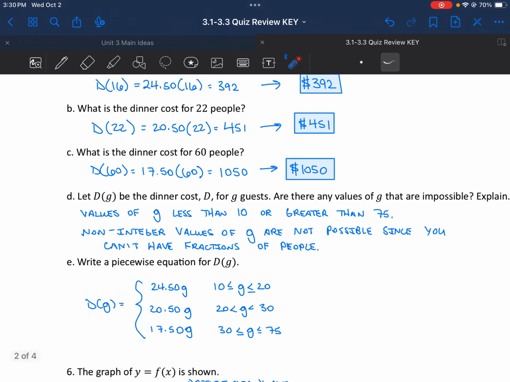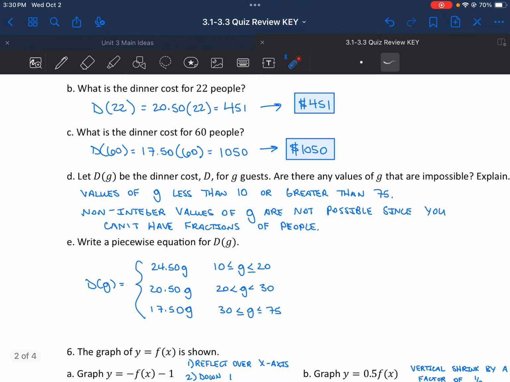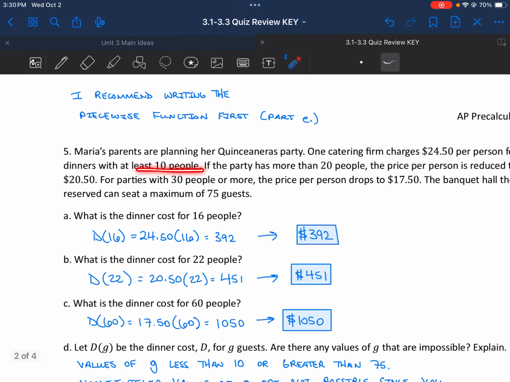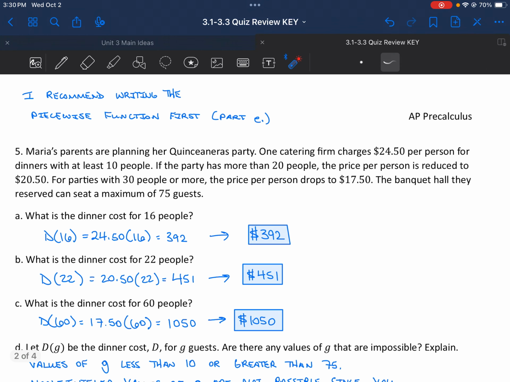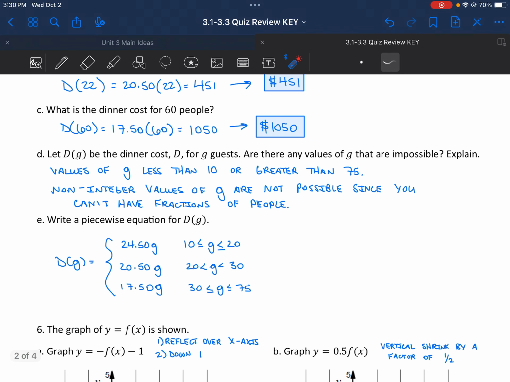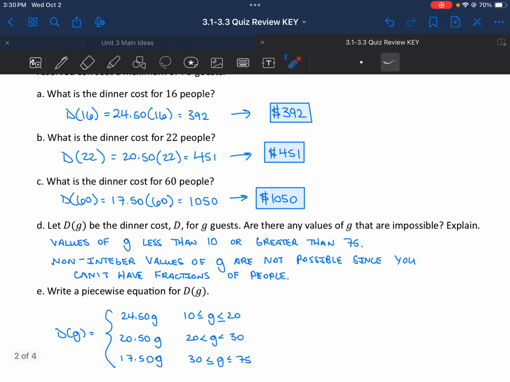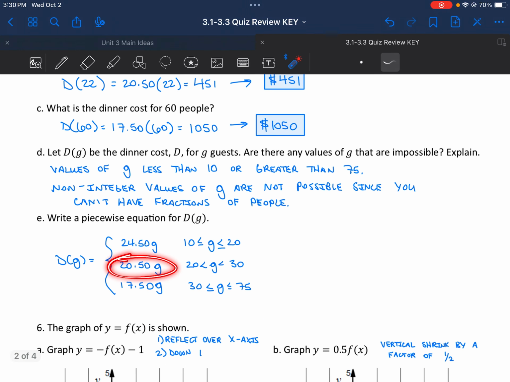Okay? Notice I'm putting or equal to signs on both the 10 and the 20. So with at least 10 people, that means greater than or equal to 10. And the next price change doesn't happen until you have more than 20 people. So when you have 20 people exactly, we're still using the original price, $24.50 per guest. All right, now, from 20 people to 30 people, the price is $20.50 per guest.